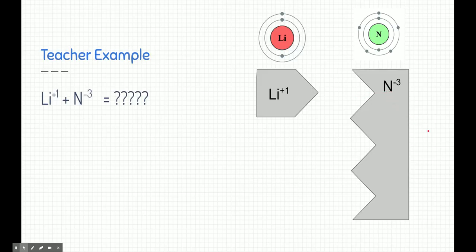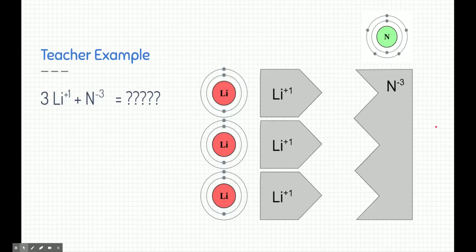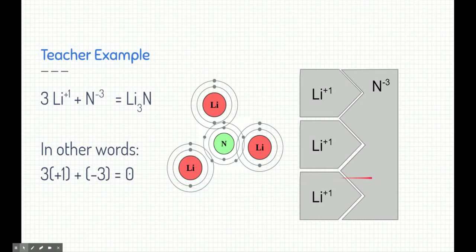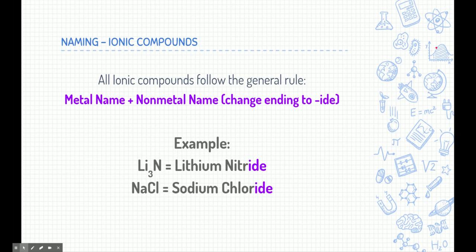Let's go back to our example of lithium and nitrogen. Notice lithium is a positive one and nitrogen is a minus three. There's just not enough lithium to counteract the nitrogen. So we're going to go ahead and add two more lithiums, or a total of three lithiums, in order to get these to cancel each other out. So three lithiums and one nitrogen can come together. Now we have an ionic compound where everything cancels. This is the rule of zero charge in action. In other words, three positive ones and one minus three is equal to zero. And now we have a compound. This is Li3N.